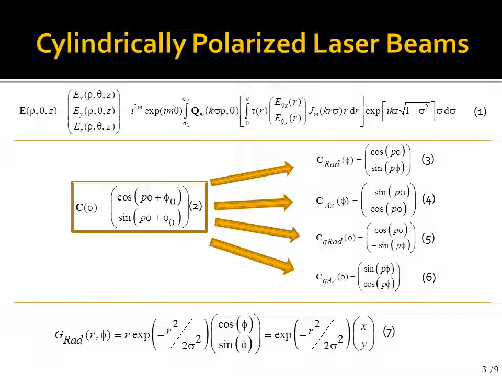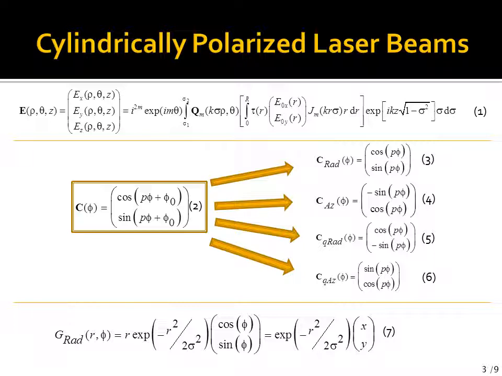So using equations 2 and 1 we can obtain various special cases. The radial polarizations at phi 0 equal to 0 and p more than 0 is equation 3. The azimuthal polarizations at phi 0 equal to half pi and p more than 0 is equation 4. The quasi-radial polarizations at phi 0 equal to 0 and p less than 0 is equation 5, and quasi-azimuthal polarizations at phi 0 equal to half pi and p less than 0 is equation 6.